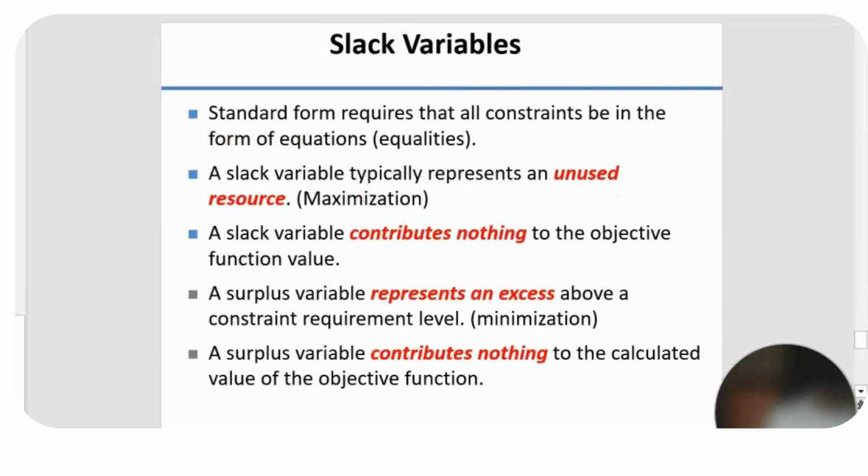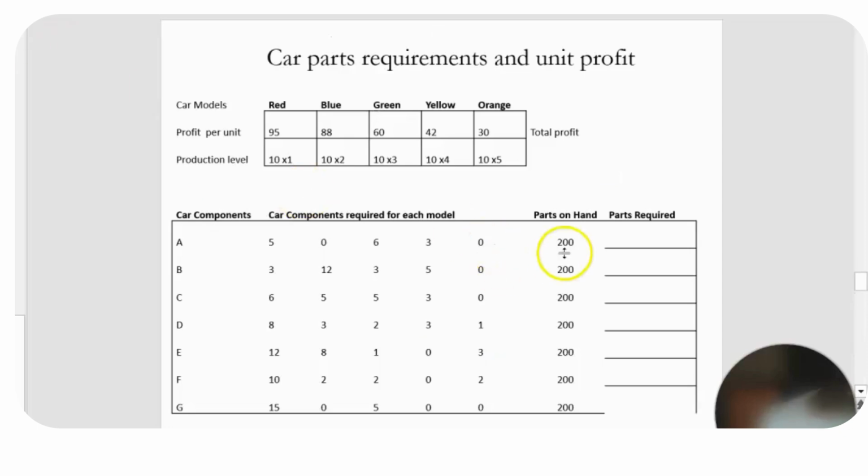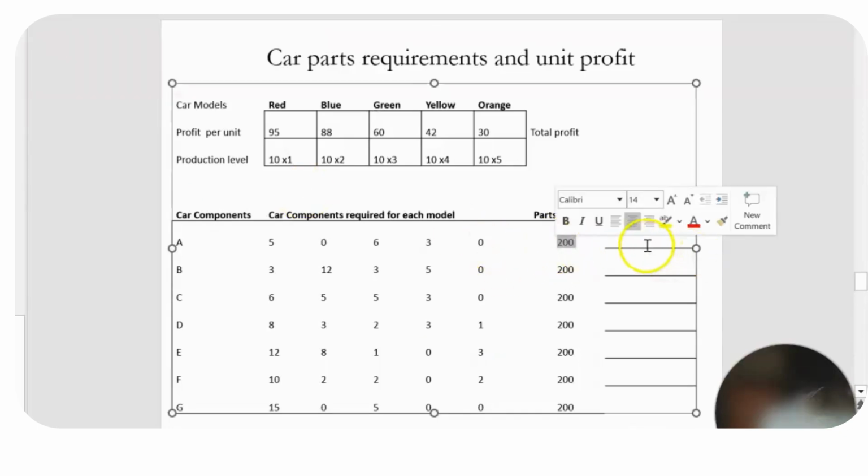So when we move to here, in most cases, after getting the solution, Excel Solver normally shows us a slack variable and a surplus variable. In most cases, a slack variable represents those resources that have been unused. Just as here we have 200 parts on hand, but you find here the parts required you have maybe 50. It means the 150 has not been used, so in that case the 150 will be the slack. Or you find we have 200 parts here, but here parts required are 250. It means the 50 will be the surplus, the excess of what is available.